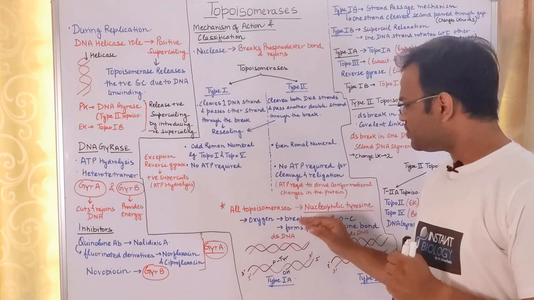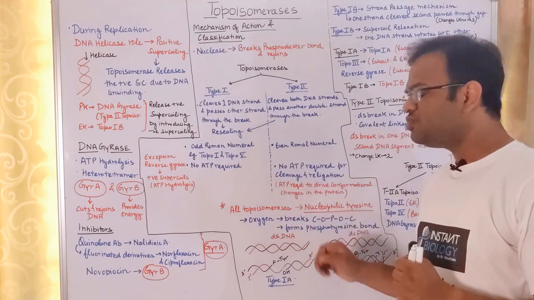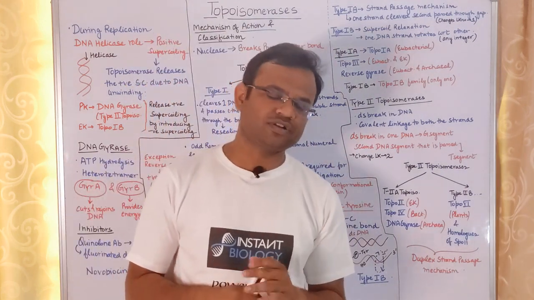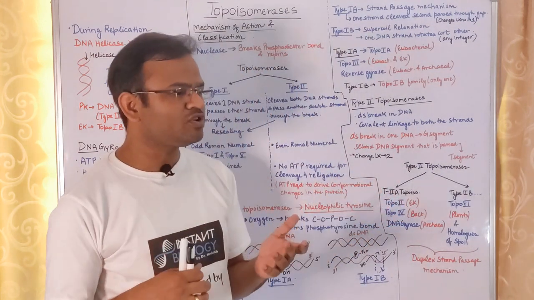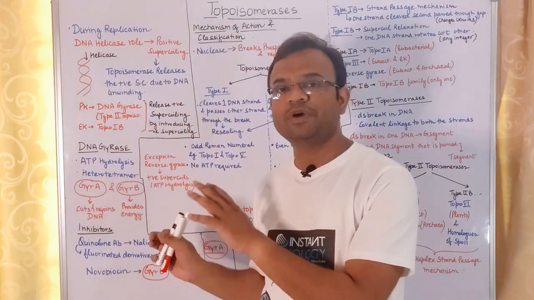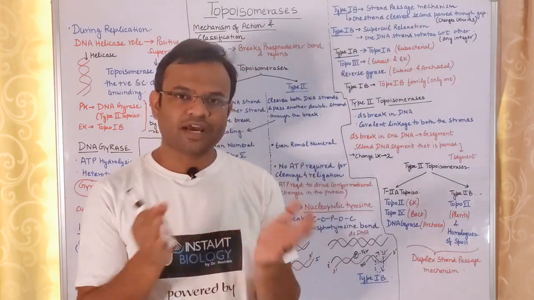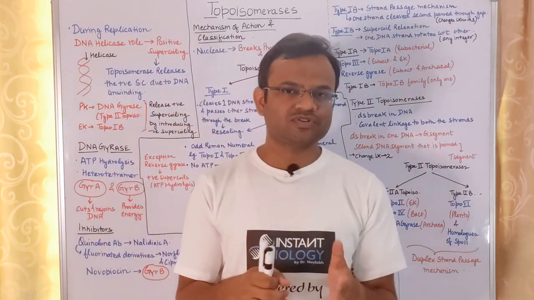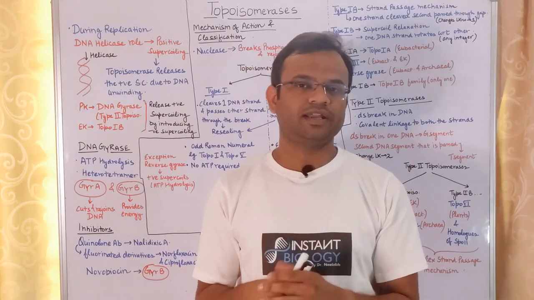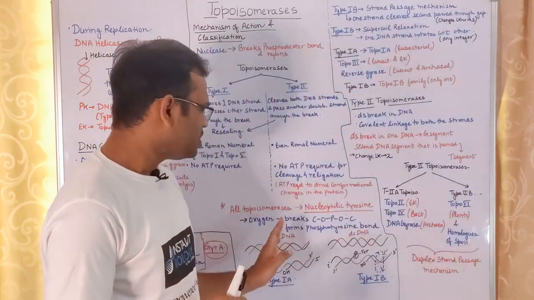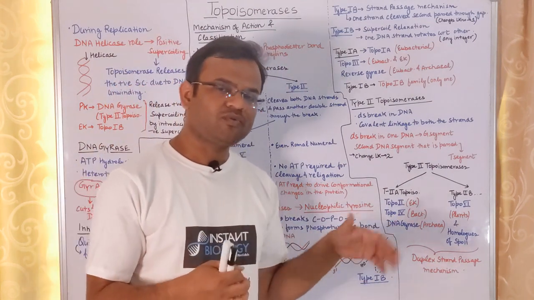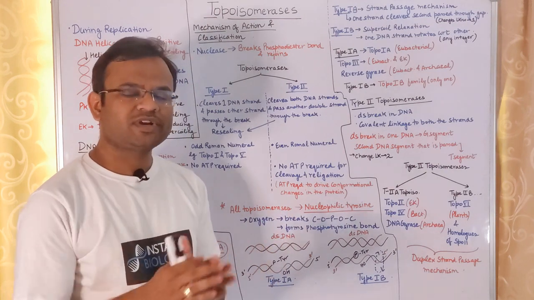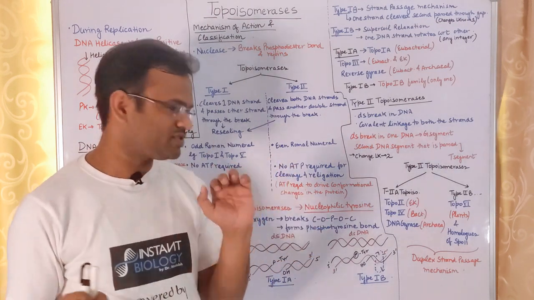So, all topoisomerases utilize nucleophilic tyrosine. Sir, what do you mean by nucleophilic tyrosine? In order to understand it, first of all, you should have a clear idea about what tyrosine is. Tyrosine is an amino acid, and it has an OH group. Tyrosine and serine are OH-containing amino acids. Now, what is the role of this nucleophilic tyrosine? Remember that all topoisomerases have tyrosine in their active site.